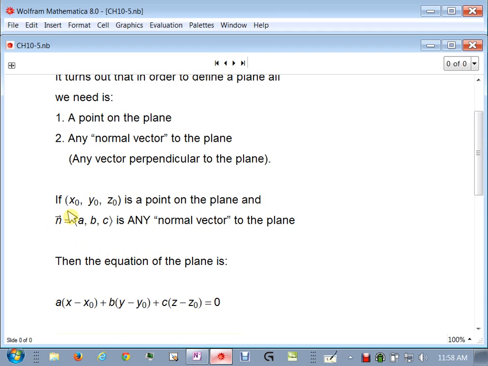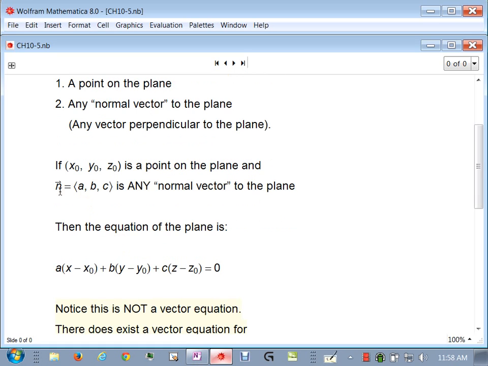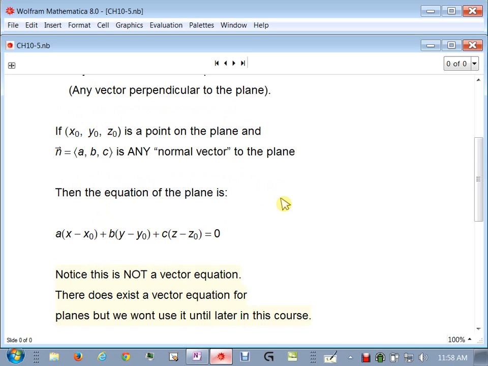All right, so if we're given a point on the plane, and we're given the vector n, whose components we will give the variables a, b, c. If n is any normal vector to the plane, any, so it can point out the top, the bottom, it can be really long or really short, as long as it's orthogonal to the plane, then the equation of the plane is this: a times (x minus x naught) plus b times (y minus y naught) plus c times (z minus z naught) equals 0.